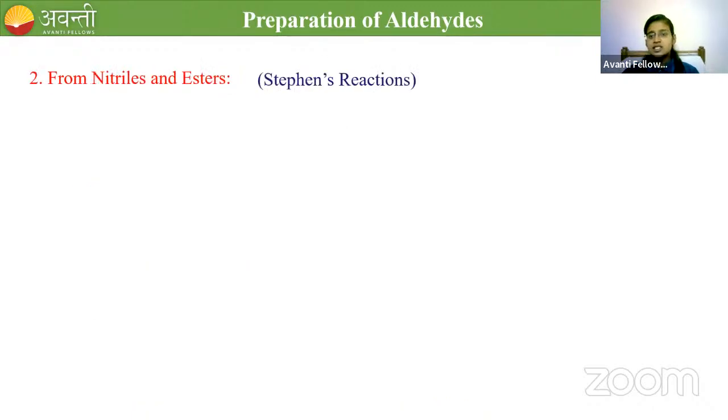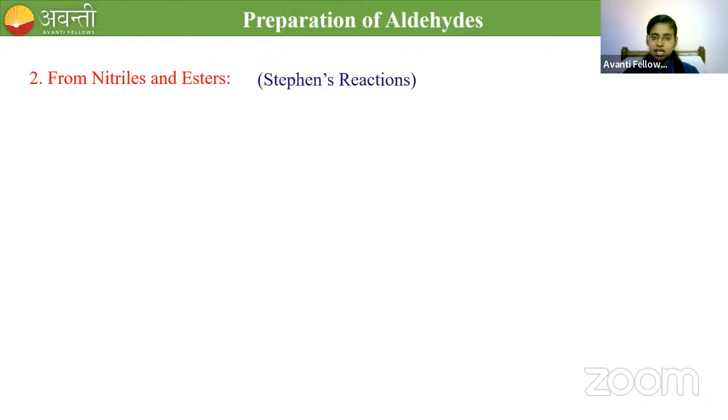From nitriles and esters. The name of the reaction is Stephen's reaction. Stephen's means we should know the Stephen's reagent. Since the title says that we are going to prepare the aldehyde from nitrile and ester, let me go for nitrile first and then we can prepare the aldehyde from ester. So let us start with the nitrile.